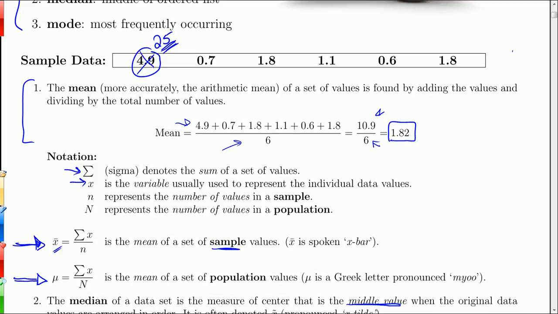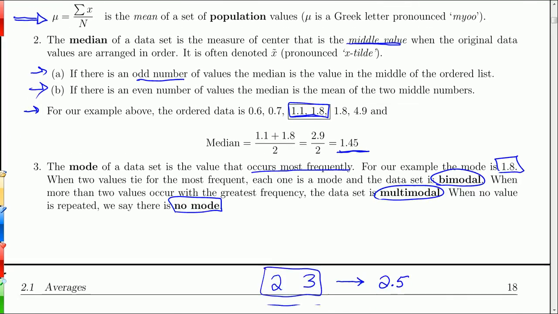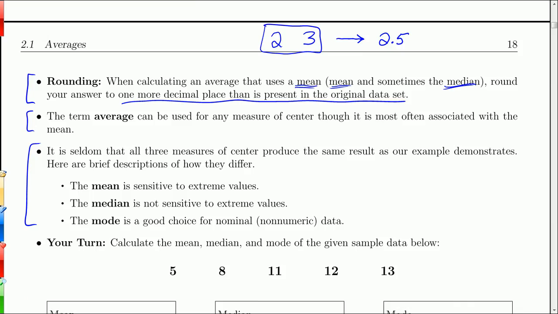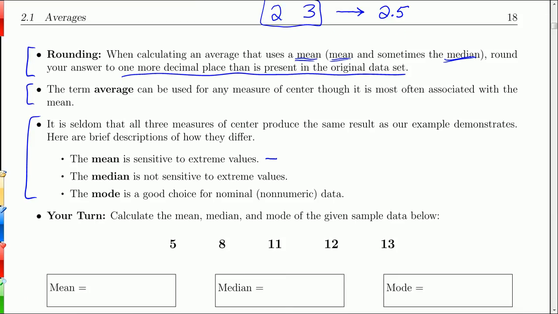And that's what these two bullet points say here, right down here. The mean is sensitive to extreme values, the median is not. And the mode is not used very often, but it is used for non-numeric data.